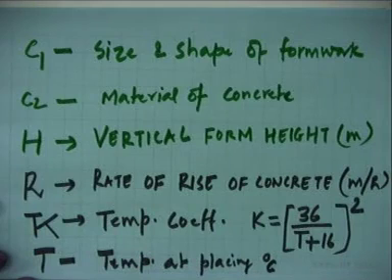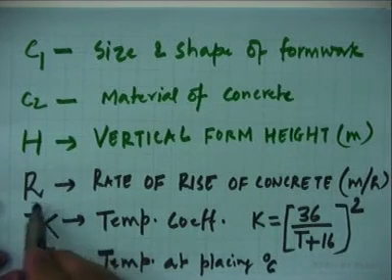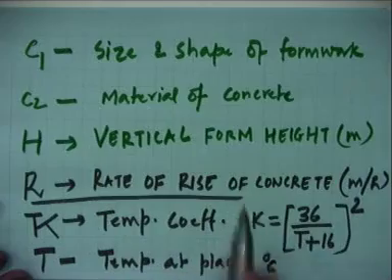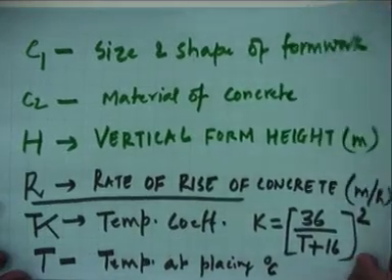Now, many of these terms you already know. For example, the density of concrete you already know. C1 and C2 I will give you the values. H is the vertical form height, whatever height you have chosen to make the form, that is your capital H. R is the rate of rise of concrete. I will tell you how this is calculated.